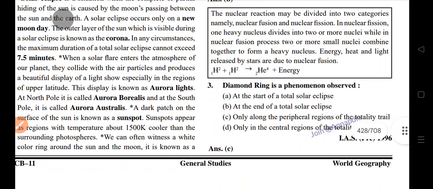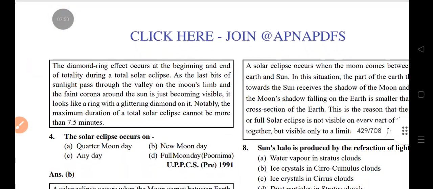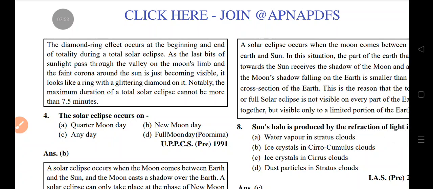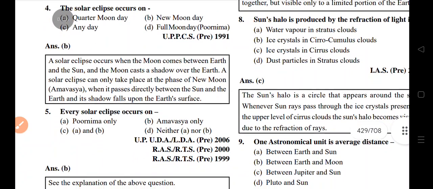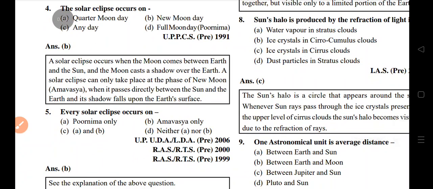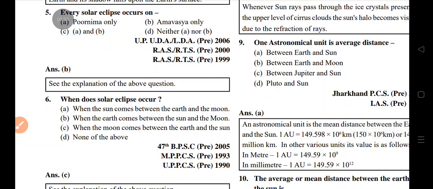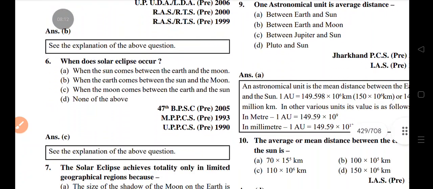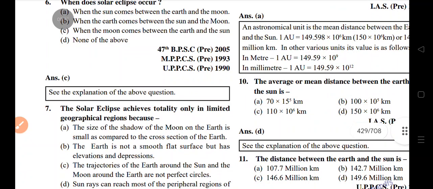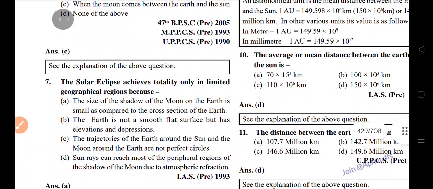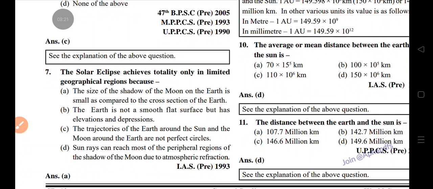The diamond ring is a phenomenon observed only along the peripheral region of the totality trail. A solar eclipse occurs on the new moon day, every solar eclipse occurs on Amavasya only. A solar eclipse occurs when the Moon comes between the Earth and the Sun. A solar eclipse achieves totality only in a limited geographic region because the size of the shadow of the Moon on the Earth is small compared to the cross section of the Earth.